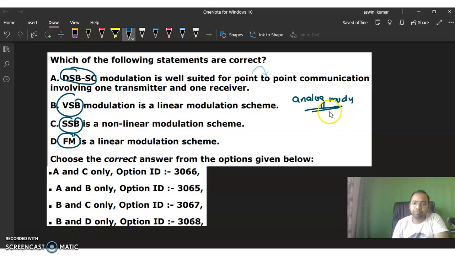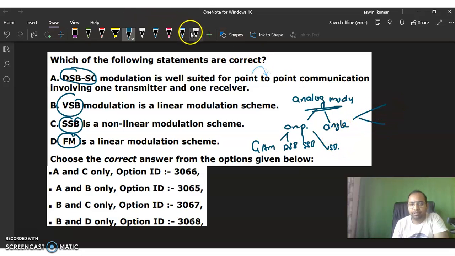Analog modulations are divided into two types: one is amplitude modulation and another is angle modulation. Amplitude modulation is again divided into a few types: general amplitude modulation, DSBSC, SSBSC and VSB. These are the different types. Coming to angle modulation, one is frequency modulation and another is phase modulation. We can divide it like this. The present question is completely focusing only on the different types of analog modulation schemes.